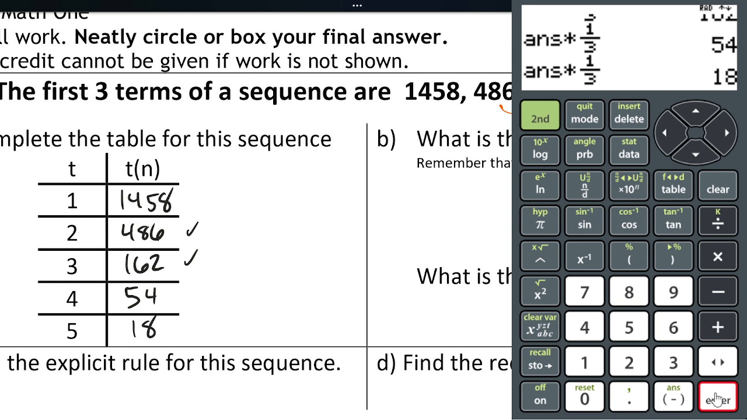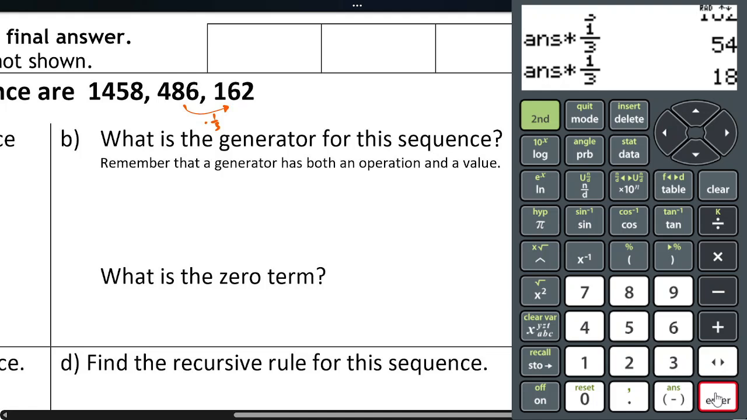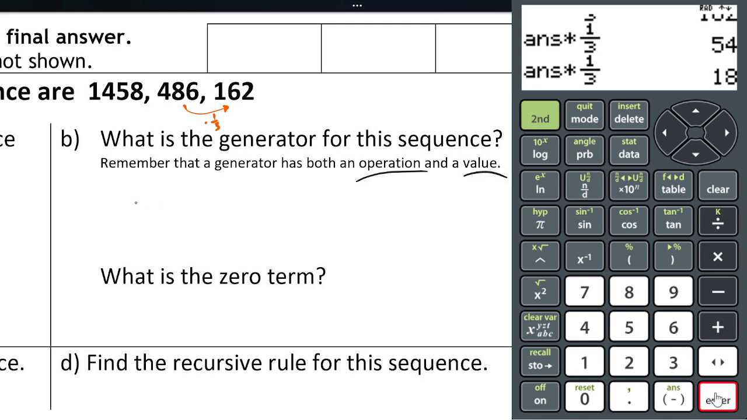So you can see I've extended this table. It's clearly geometric and has a common ratio. And we're just moving forward by multiplying by 1/3 each time. Next, what is the generator for this sequence? And there's a reminder, a generator contains both an operation and a value. For this sequence, the generator is multiply by the number 1/3. And it's really cleaner just to think about it in terms of what we're multiplying by. Some of you wrote divide by 3, and that's fine. I accepted that answer.